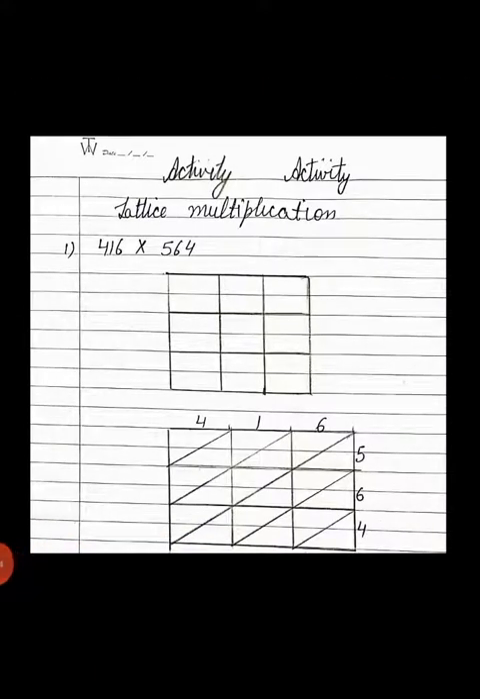Hello, my dear students. Till now, we have completed three topics of Chapter 2, Fundamental Operations: Addition, Subtraction, and Multiplication. Now, today we will start our day with an activity. The name of the activity is lattice multiplication. What is lattice multiplication? Lattice multiplication is a method of multiplying two numbers using a grid.